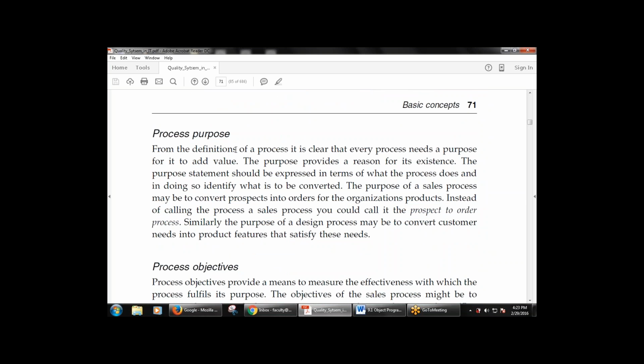Then we defined the process purpose. What is the main purpose of the process? It needs to give value, and to define the value. Next is the process objective, which is also defined for the process: what is the main objective of the process? One is the process purpose, the main purpose of the process. It is clear that every process needs a purpose for it to add value.